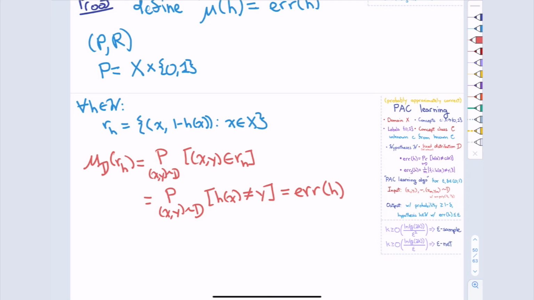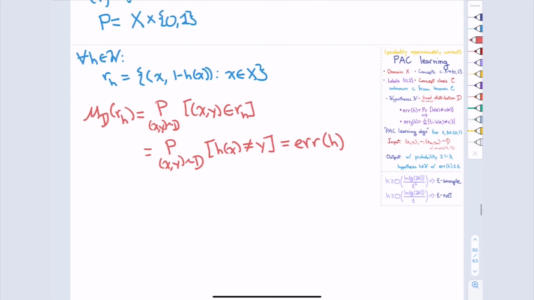So I'm translating between one language and the other, from this lecture and the last lecture. And we have to do this 1 minus so that the measure corresponds to the error. So what we need to do: let f of n be the growth rate of this whole set, which I'll call my ranges.